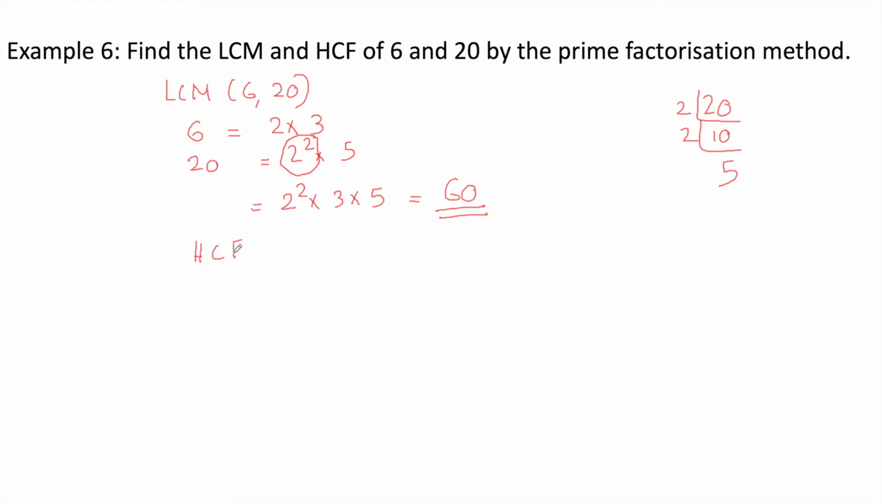Then we can find the HCF of 6 and 20. Again, 6 is equal to 2 into 3, and 20 is equal to 2 square into 5. But we have to consider the common prime factor only here. What is the common prime factor here? It's 2 only. 3 and 5 are not repeating in both numbers. So we have to consider 2 only, and the smallest power of the common factor, that is 2. So HCF of 6 and 20 is 2.